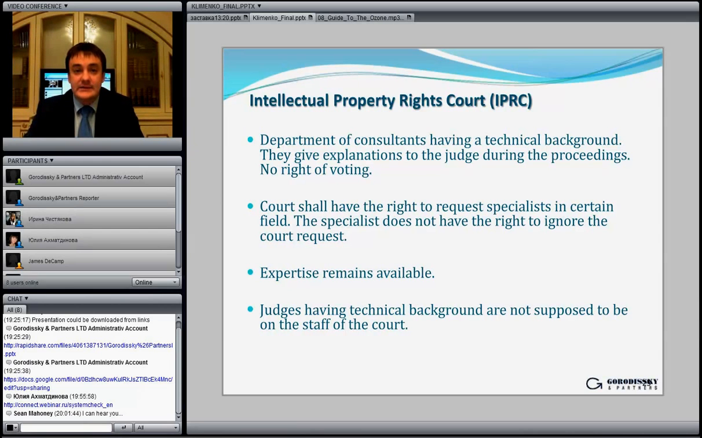a request to an independent specialist or a special organization and raise certain issues before the expert or specialist. Besides, the court will still have an opportunity to order an independent expertise and entrust it to a particular specialist in a particular field. At present, the judges do not have a special technical background, but there are plans that a special educational system will start work for training judges who will be experts in both legal and technical fields.